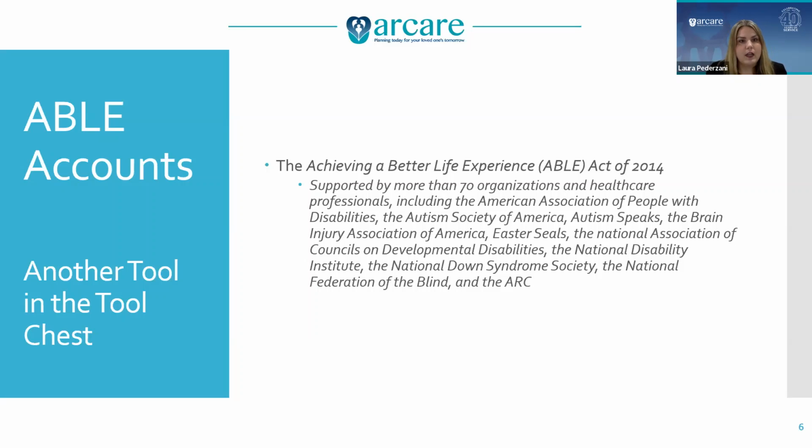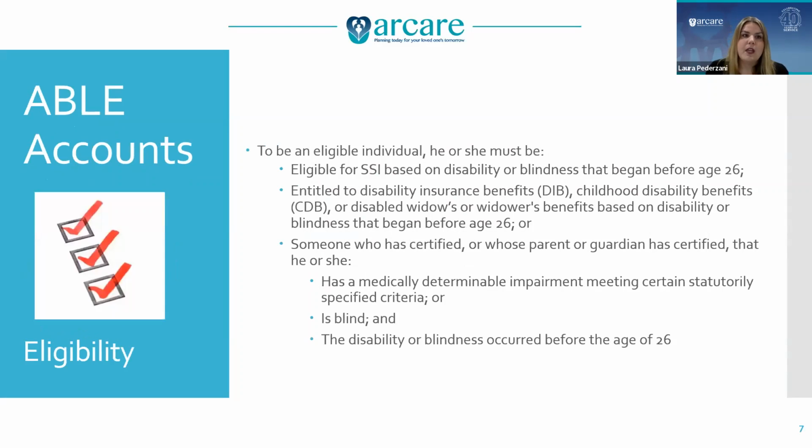So it really kind of brought that conversation to the forefront. So we're going to talk about ABLE accounts and the eligibility. The first eligibility requirement is the onset of disability has to have occurred before age 26. So if you're an individual whose onset of disability wasn't until age 30, 35, unfortunately, right now, you are not eligible to start an ABLE account.